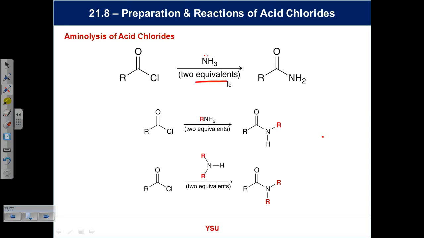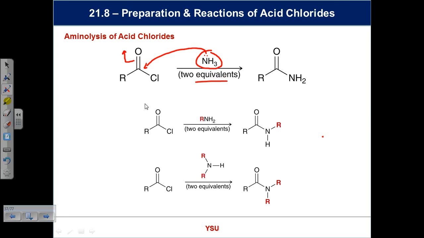And you'll answer the question, why do we need two equivalents? Well, the first equivalent will go in, and it will kick this up to here, and it will form a tetrahedral intermediate, which will collapse, loss of the chloride, but overall loss of HCl. We're not into 23 yet. 23 is the chemistry of amines, but it should be fairly obvious by now. This material here is a nucleophile and a base. So instead of making it complicated by adding a second base like pyridine, why not just use two equivalents of the amine? One equivalent is a nucleophile, the other equivalent is the base.